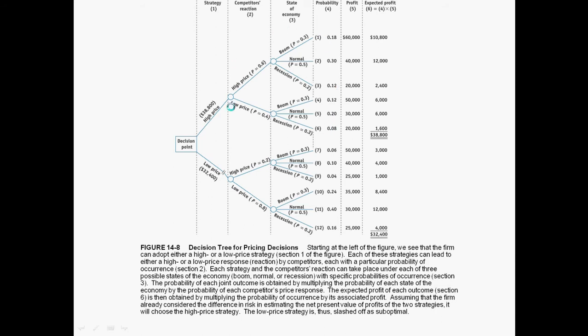So there's no probabilities attached here because this is his decision. He's not thinking about probabilities here. It's up to him. But after that, he wants to take into account the probability of lots of different events happening.